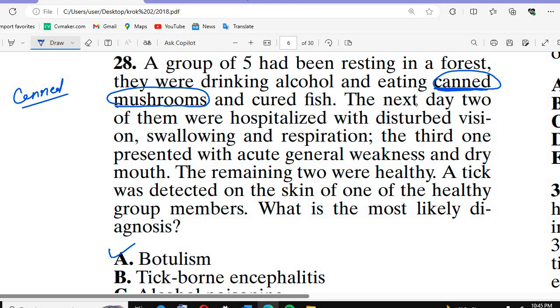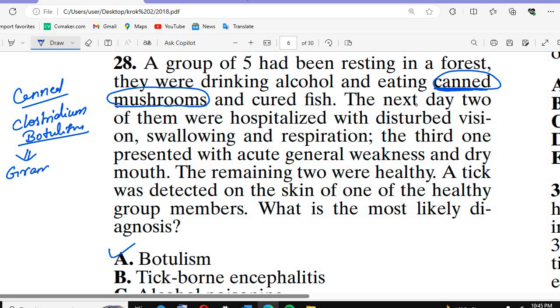Then remember: one presented with disturbed vision, swallowing and respiration problems, the third one presented with acute general weakness and dry mouth. The remaining two were healthy. A tick was detected on the skin of one of the healthy group members. What is the most likely diagnosis? So we have Clostridium botulinum.